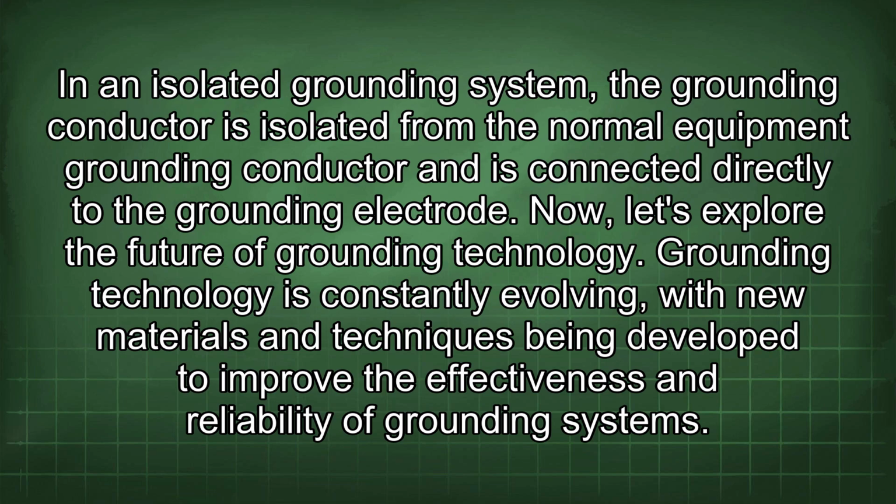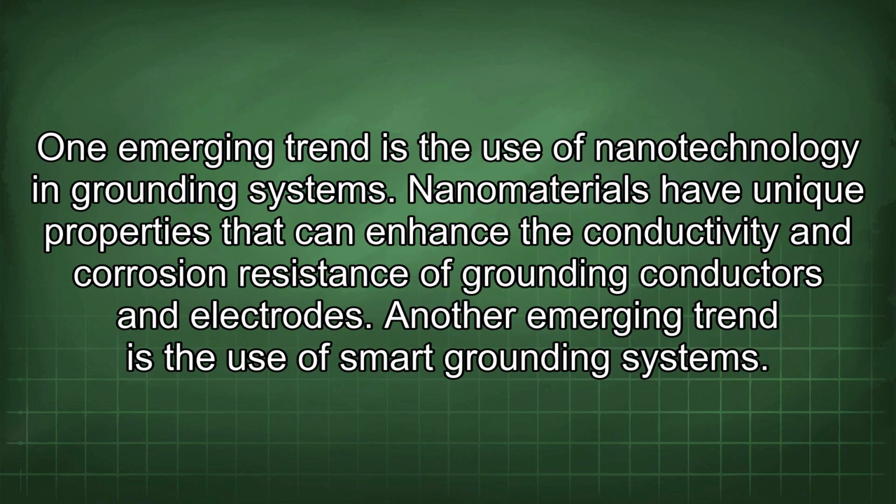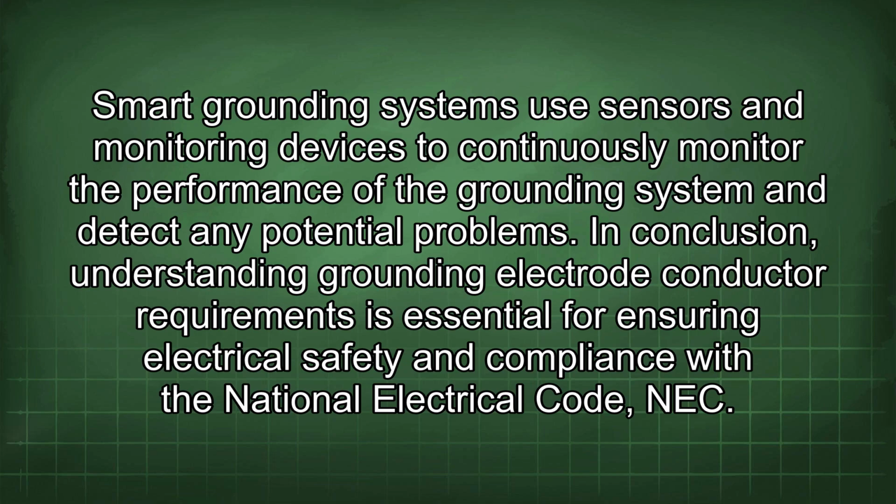Grounding technology is constantly evolving, with new materials and techniques being developed to improve the effectiveness and reliability of grounding systems. One emerging trend is the use of nanotechnology in grounding systems. Nanomaterials have unique properties that can enhance the conductivity and corrosion resistance of grounding conductors and electrodes. Another emerging trend is the use of smart grounding systems. Smart grounding systems use sensors and monitoring devices to continuously monitor the performance of the grounding system and detect any potential problems.